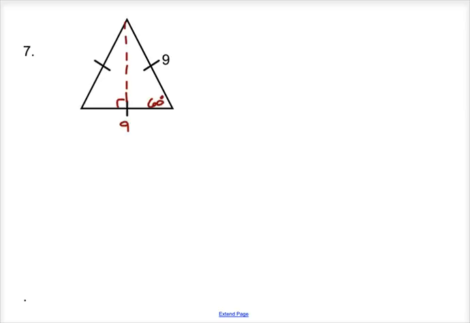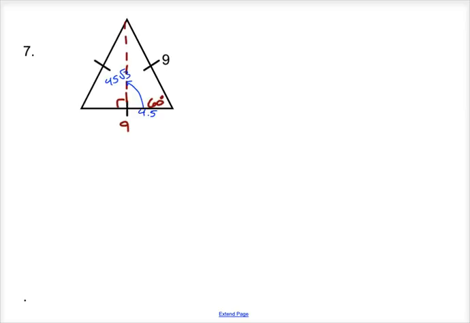So let's see what happens. I know if the entire base is 9, that half of the base is going to be 4.5. And I know that in a 30, 60, 90, if I go from the small side to this piece right there, it just gets bigger by the square root of 3. So that's really going to be 4.5 times the square root of 3.